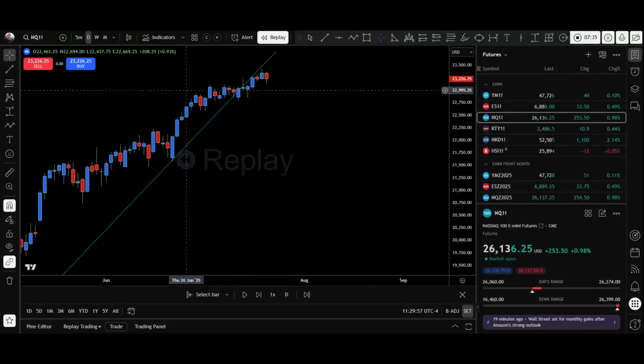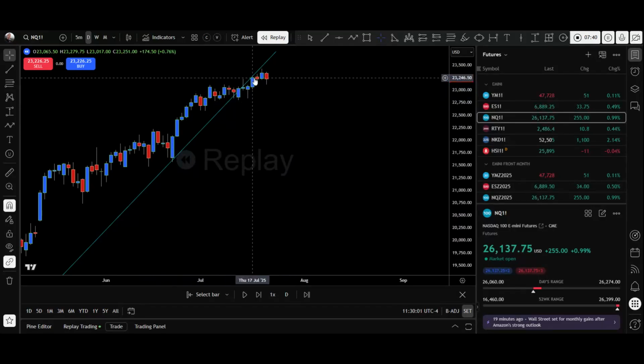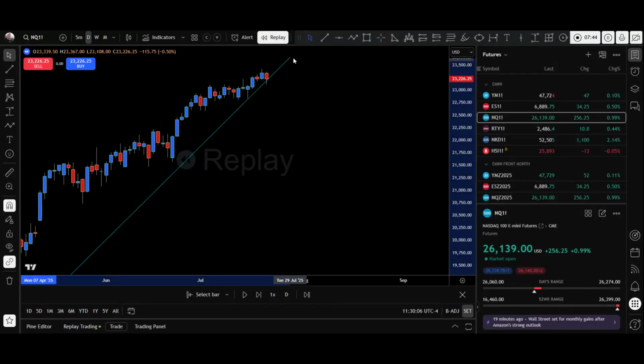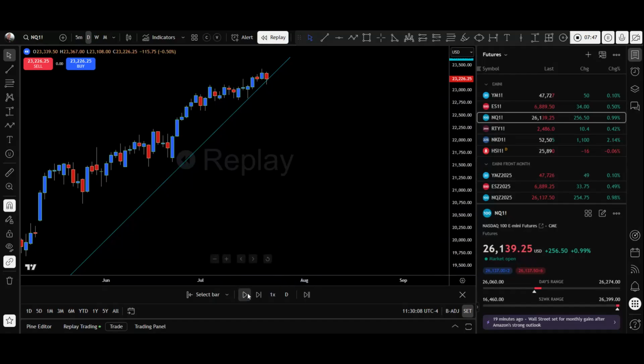And let me zoom in to show you. So here's the resistance level, right? 23,091, it broke above it. So now I can move my trend line. I'll move it to encompass the new highs. Let's keep going.